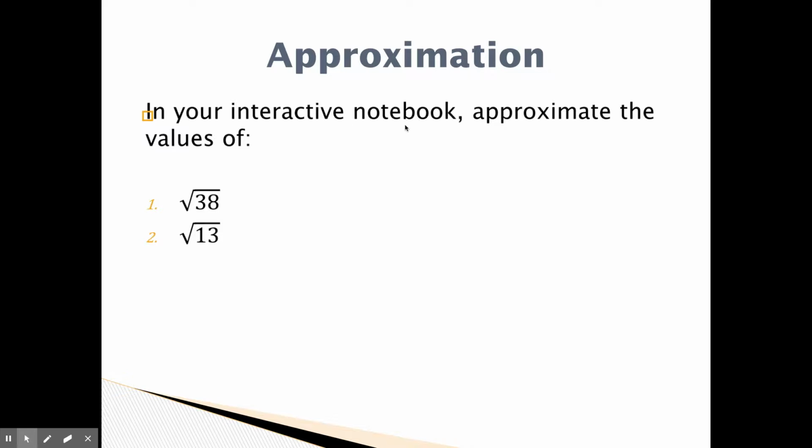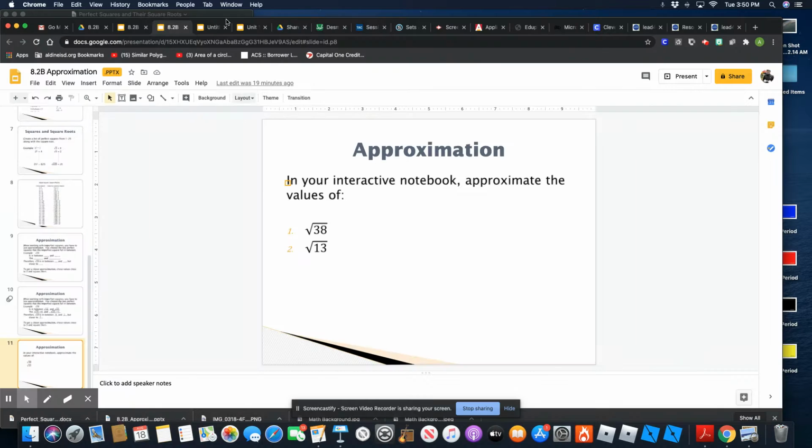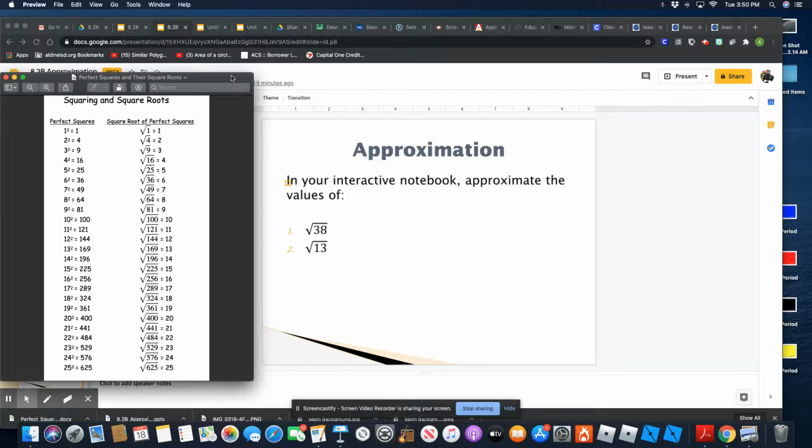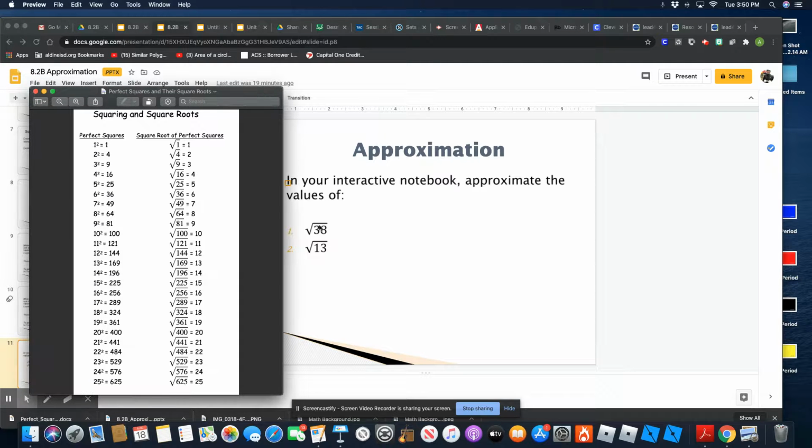It says in your interactive notebook, we're actually going to do this right now. It says approximate the values of the square root of 38 and the square root of 13. So if I go back to my squaring and square roots cheat sheet, I start with number 1, so I want to approximate the value of the square root of 38. If I look here, I don't have the square root of 38. However, I've got 2 numbers that the square root of 38 would go in between. I can see here I have the square root of 36 and the square root of 49.